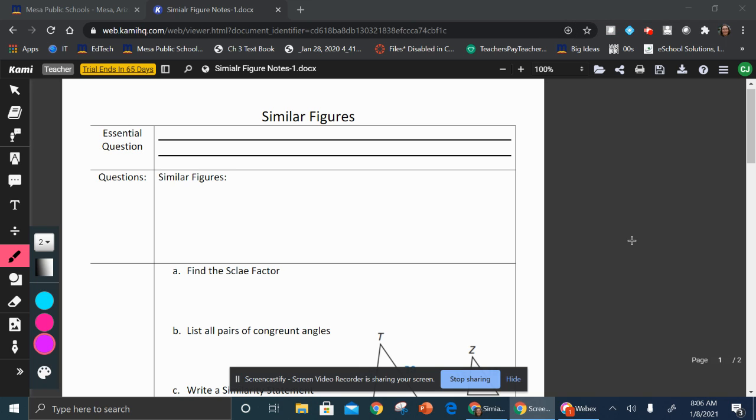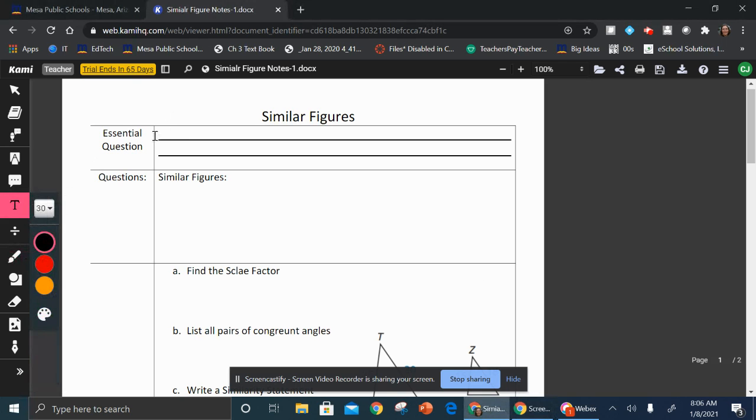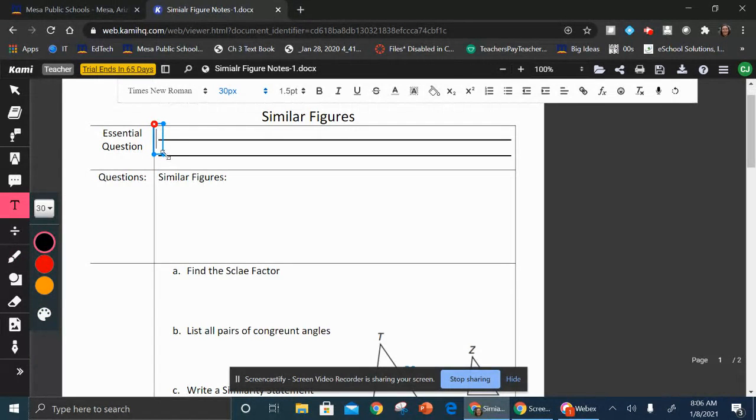Good morning. So we are working on this. Remember, we're using Kami. I just want to show you one of the features, the text box. Remember, you can do this. Okay.